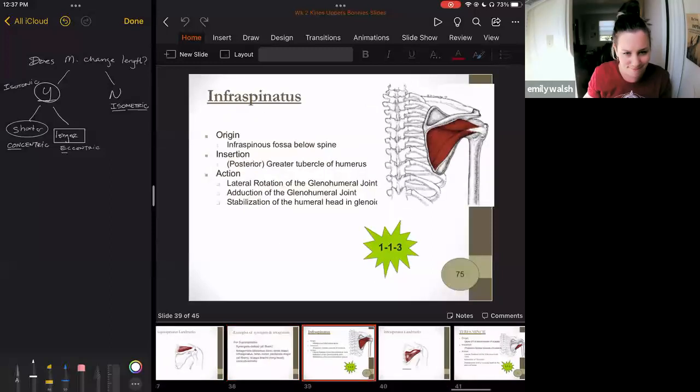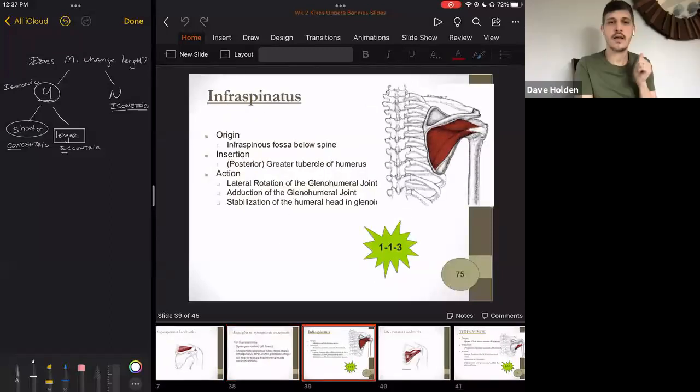Good stuff. So infraspinatus: infraspinous fossa of the scapula, posterior aspect, greater tubercle of the humerus. It does lateral rotation.